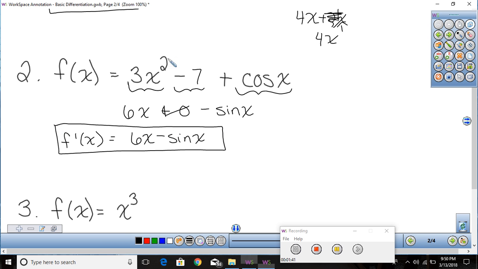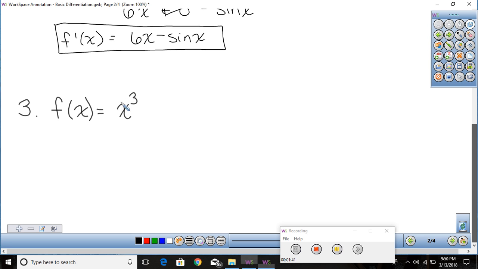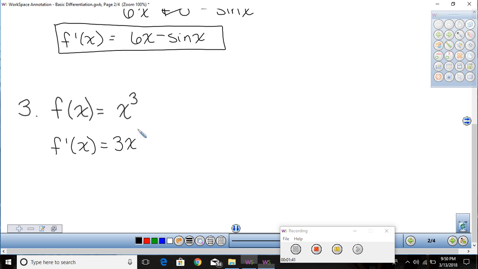So just to reiterate, 2 times 3 is 6, x, and then take 1 away from this power, so that would just be a 1. This will be 0, and the derivative of cosine is negative sine. Alright, so if I look at number 3, I would pull the 3 to the front. There's just a 1 there, so that would be 3x decreased by 1. So this would be 2, and I'm done.